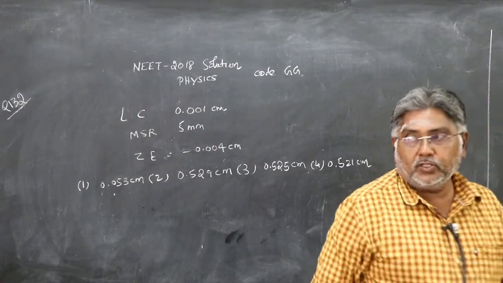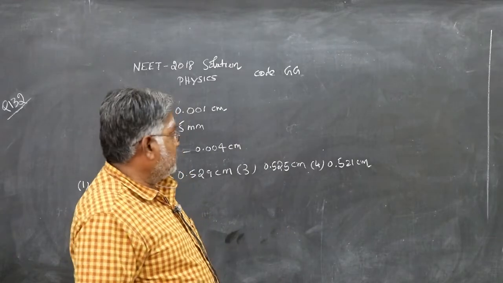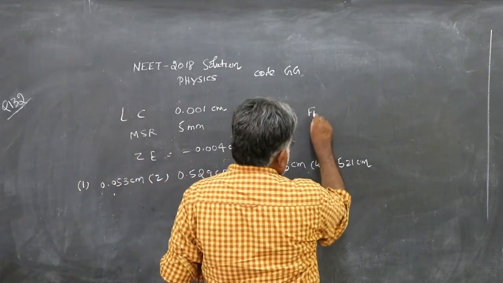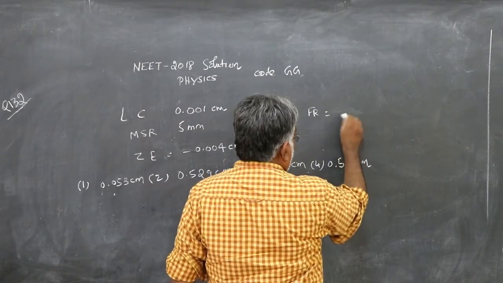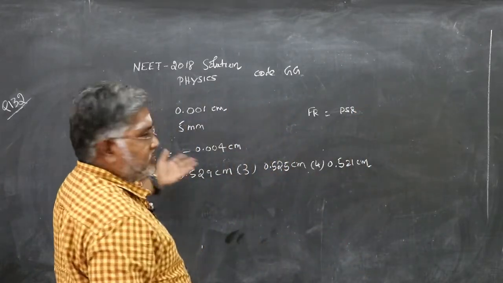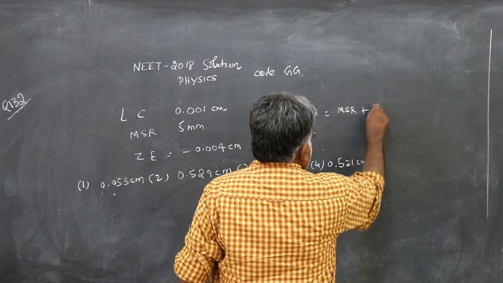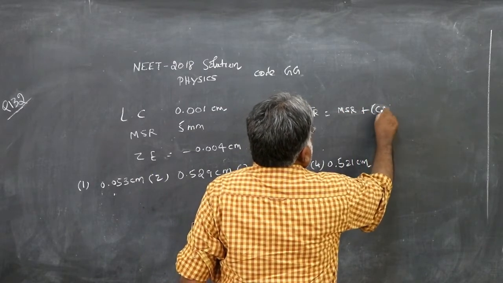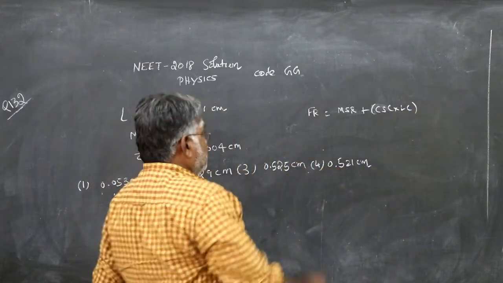See, this question is an experiment based one. So final reading will be main scale reading or pitch scale reading, anything. Main scale reading plus circular scale coincidence into least count minus zero error.